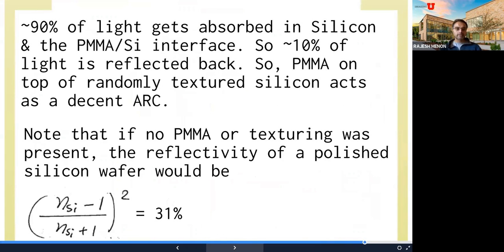So let's summarize this concept. 90% of the light gets absorbed in silicon and the PMMA silicon interface. So about 10% of the light is reflected back. So PMMA on top of randomly textured silicon acts as a decent anti-reflection coating. Now, if there is no PMMA or texturing present, remember in the picture you saw before, the silicon wafer is simply like a mirror. So the reflectivity is 31%. So as I said before, about 69% of the light makes it.